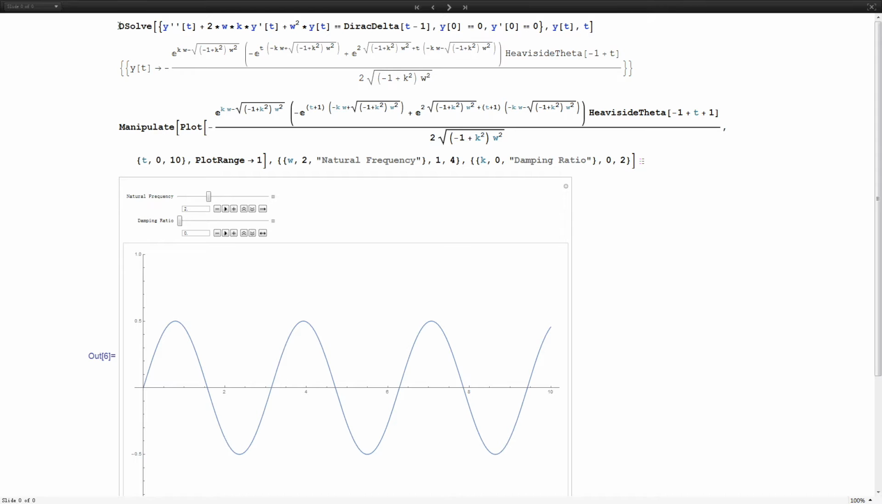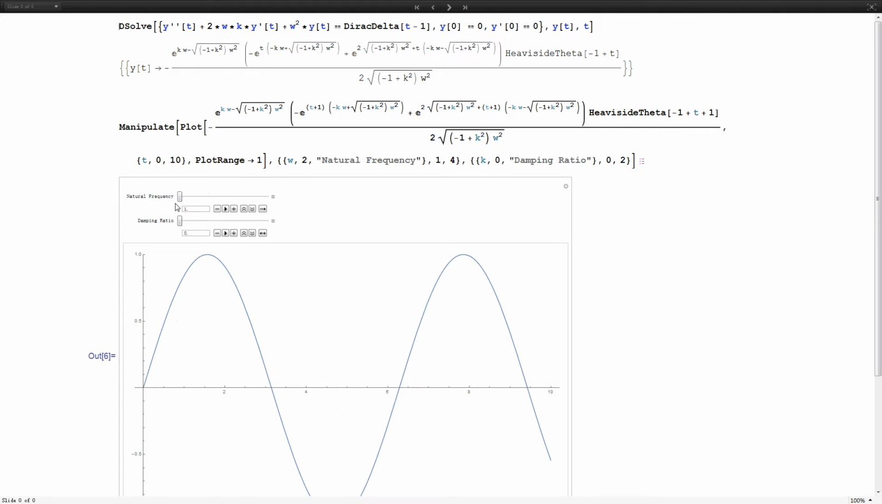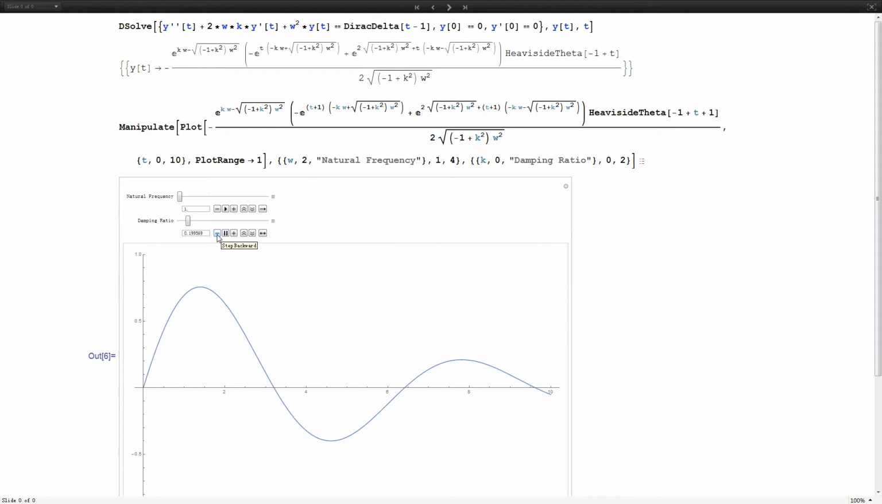Now let's look more closely at how the damping ratio affects the impulse response using Mathematica. We first solve the second order system and then plot it. To better illustrate, we set the natural frequency to 1. When xi equals 0, it's pure oscillation, and when xi is between 0 and 1, the response has oscillation and exponential decay as well. Then for xi greater than 1, the response becomes pure exponential decay.